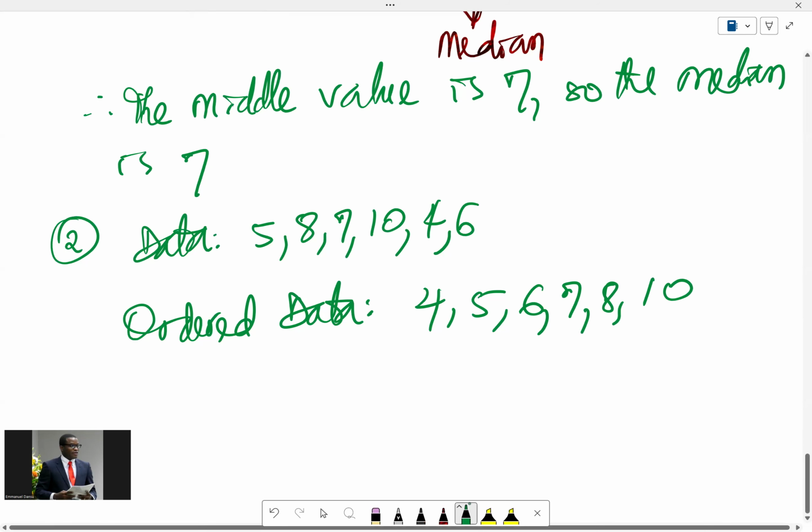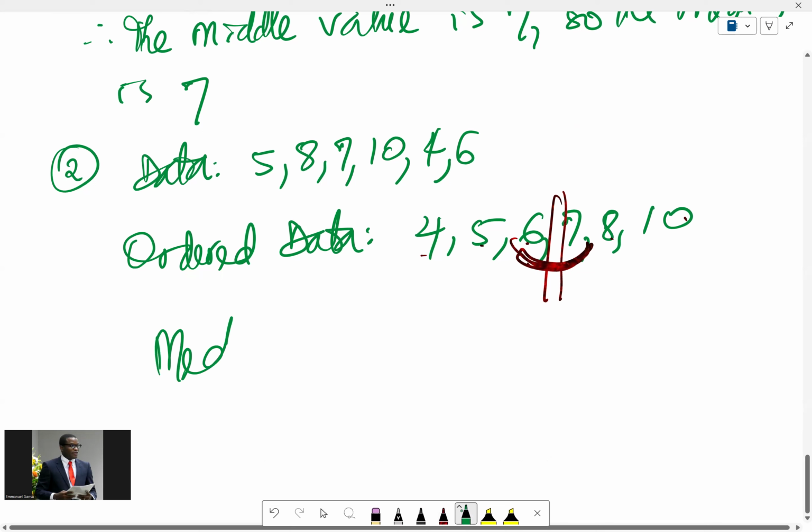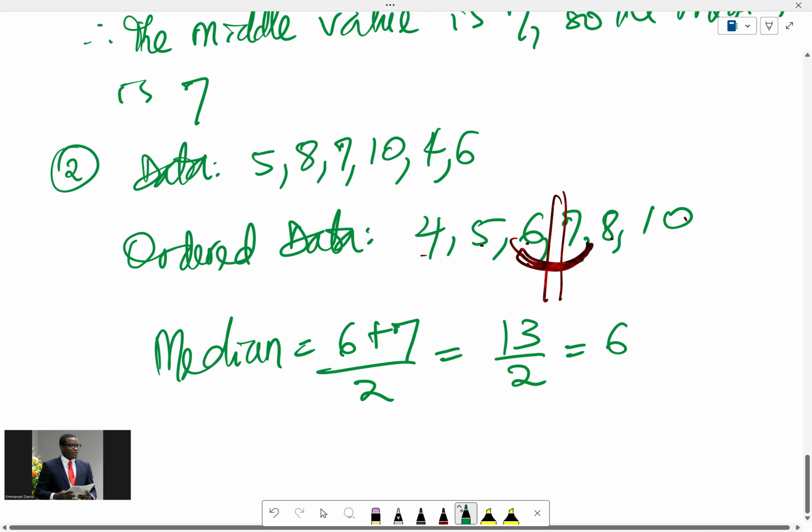So here, you divide into 2 equal parts. There are 6 values, right? So you have 3 and 3. The next numbers to the right and left of the bar will be actually in the center. So in this case, your median is going to be 6 plus 7 divided by 2. That's 13 over 2, which is 6.5. That's the median in this case.